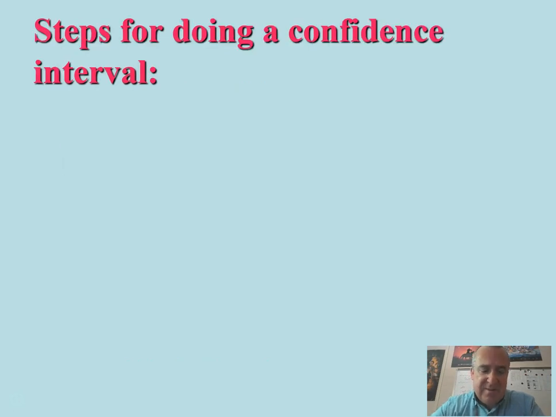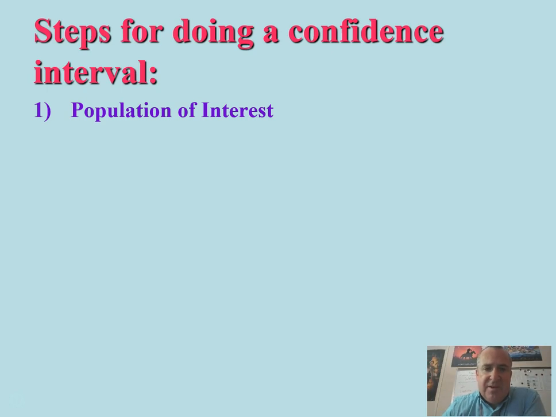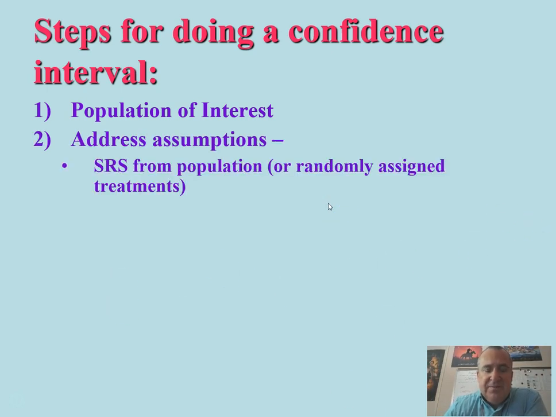All right, now that we've talked about that, let's talk about the steps for doing a confidence interval. Step number one, you have to state a population of interest. Tell me what it is we're working on here. What is the population of interest in this case? And you want to state that very clearly.